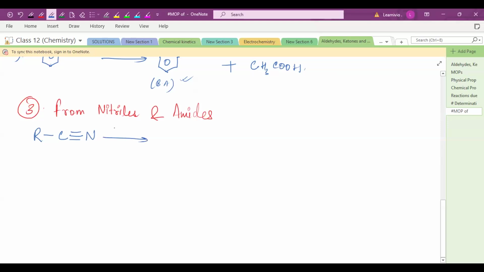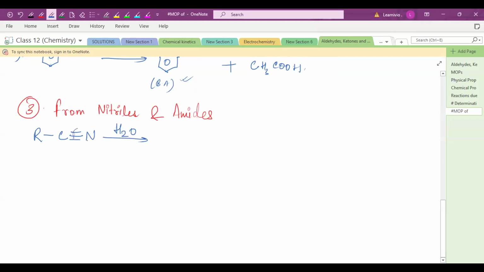When you add water, H2O, to the nitrile, what happens? What are you supposed to do? Two hydrogen and one oxygen are there, right? So you have to break these two bonds. Just break this carbon and nitrogen double bond.